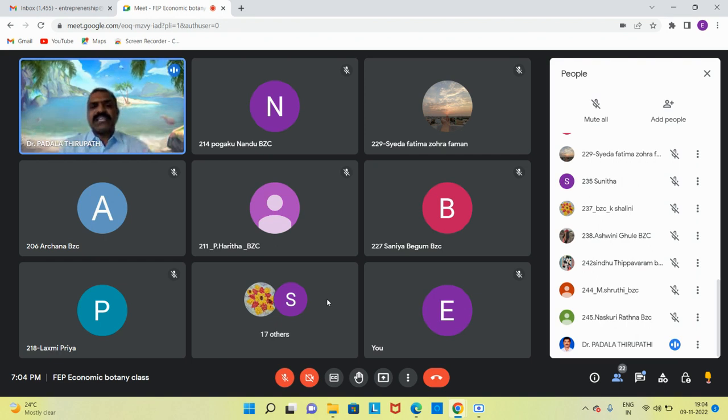So Mother Nature has given lots of different fruit yielding species of different plant families. We can identify them, cultivate them, protect them and use them for our dietary purpose, medicinal purpose, and also commercial purpose, my dear friends. So that's why fruit yielding plants are very important in the present scenario.